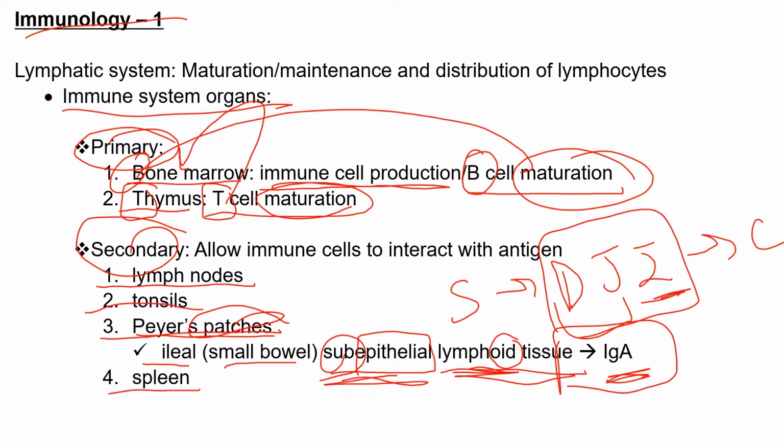So lymphatic tissue in general is responsible for distribution, but also maturation and maintenance of lymphocytes. And secondary lymphatic tissue is where antigens are shown to the immune cells, the B and T cells, and immune cells thus get an education.